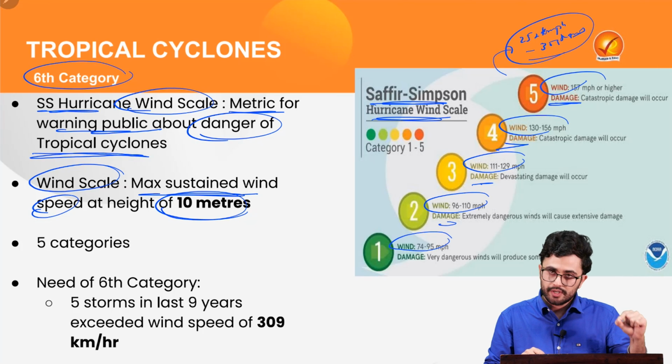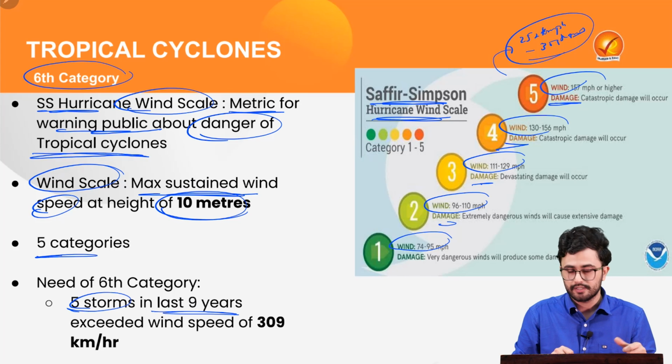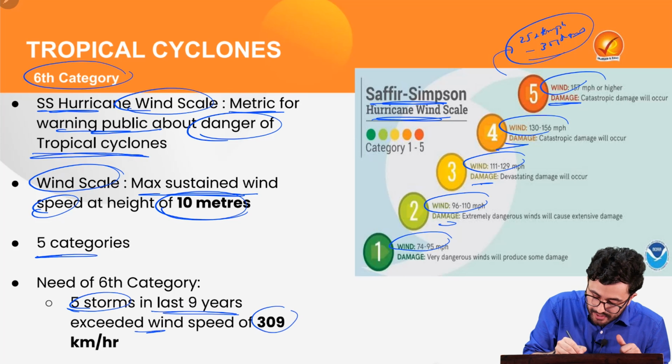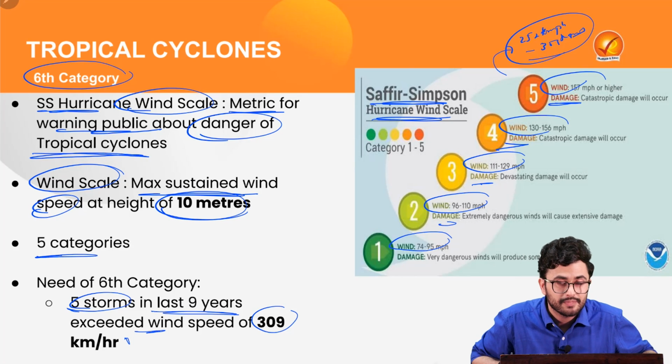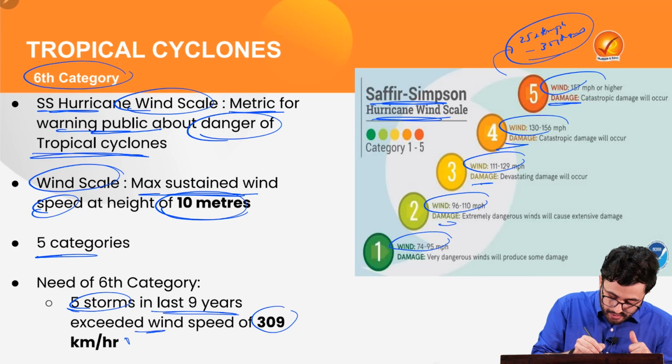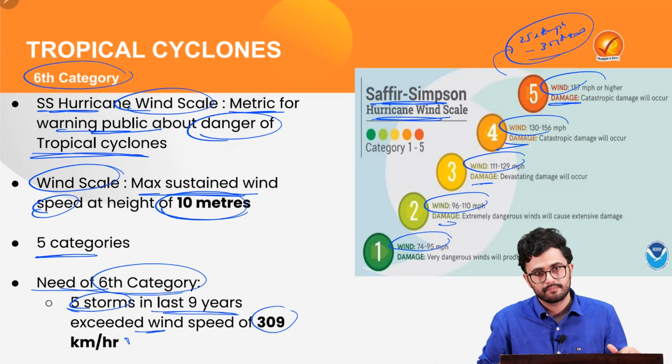But as per the report, the 5 storms which have occurred in the last 9 years have exceeded the wind speed of even 309 km per hour. Thus, leading to the need of a 6th category classification.